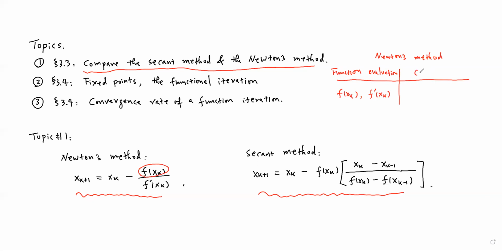The convergence rate for Newton's method is order 2. That means that the error in step k+1 is roughly some constant times the error in the previous step squared. In general, Newton's method is an order 2 method. How about the secant method?